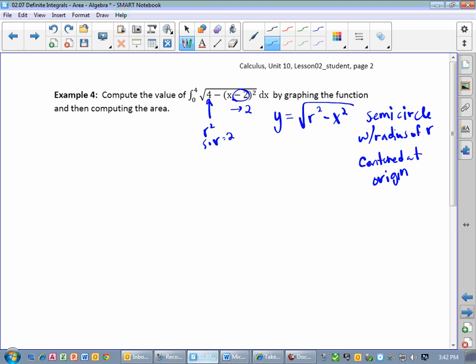So let's draw the semicircle. Again, it's centered at 2, 0, and it has a radius of 2. So how far to the left is our semicircle going to go? At the origin, at 0. And how far to the right is it going to go? All the way over here to 4. So here's 2, 4. How far up is it going to go? 1, 2.